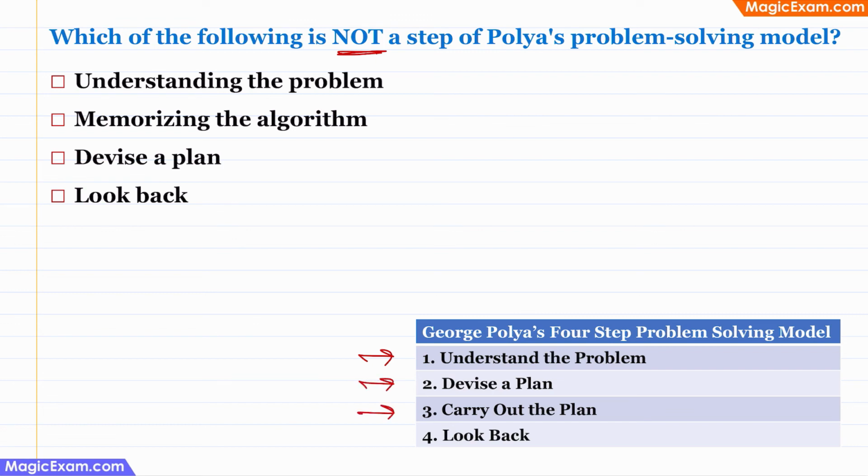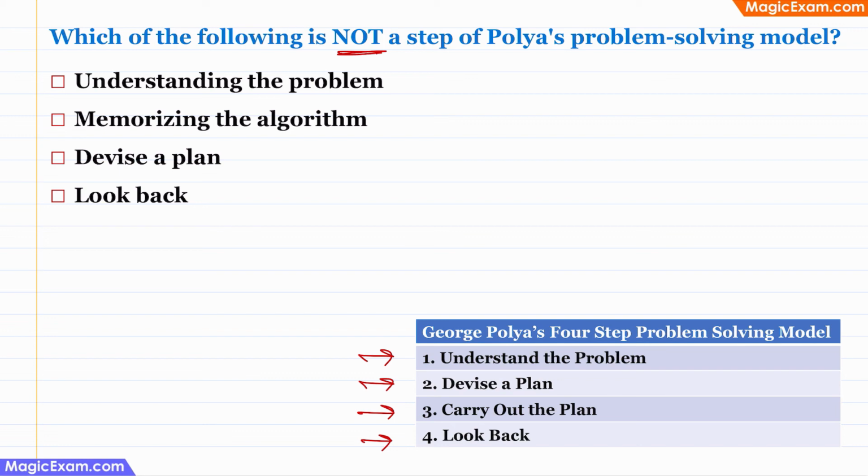Then to carry out or execute the plan, and after that you will look back or review to see what you have achieved and if there are any changes that are required, if you have any feedback or learning from that execution. Therefore, these are the 4 steps: understanding, devising a plan, executing the plan, and then reviewing or looking back.